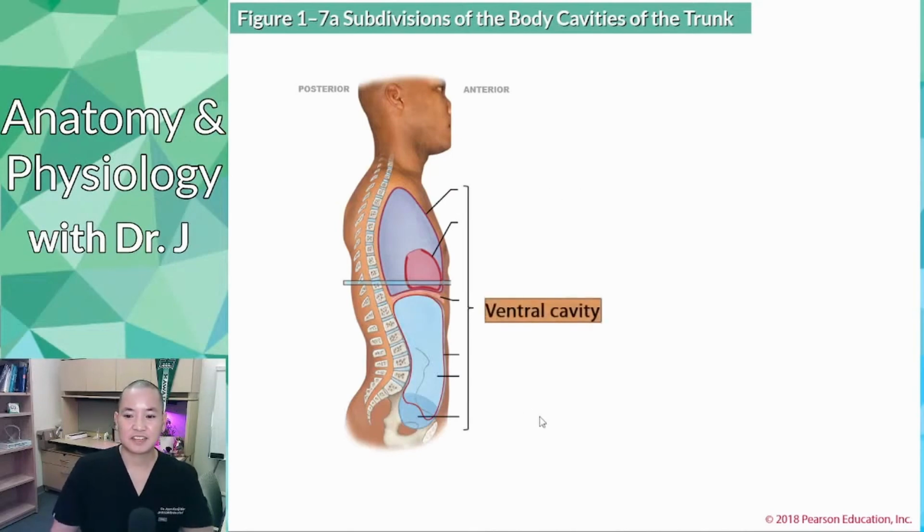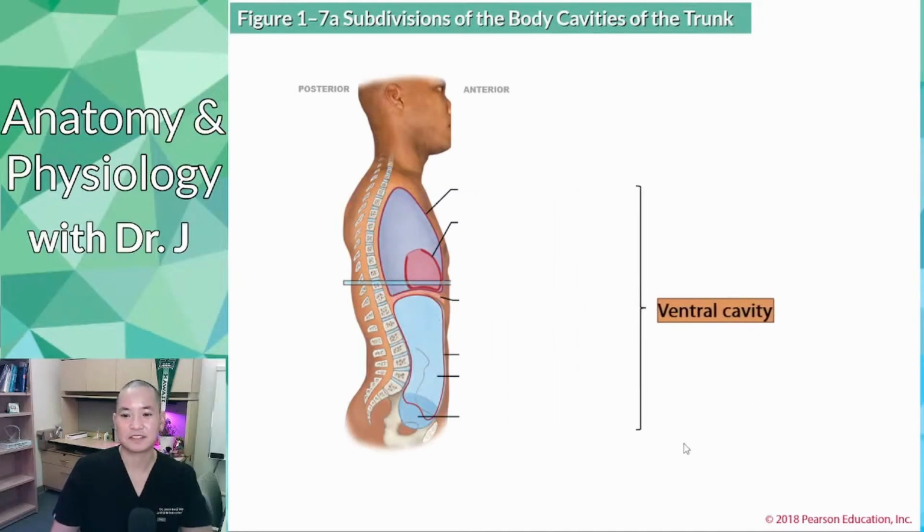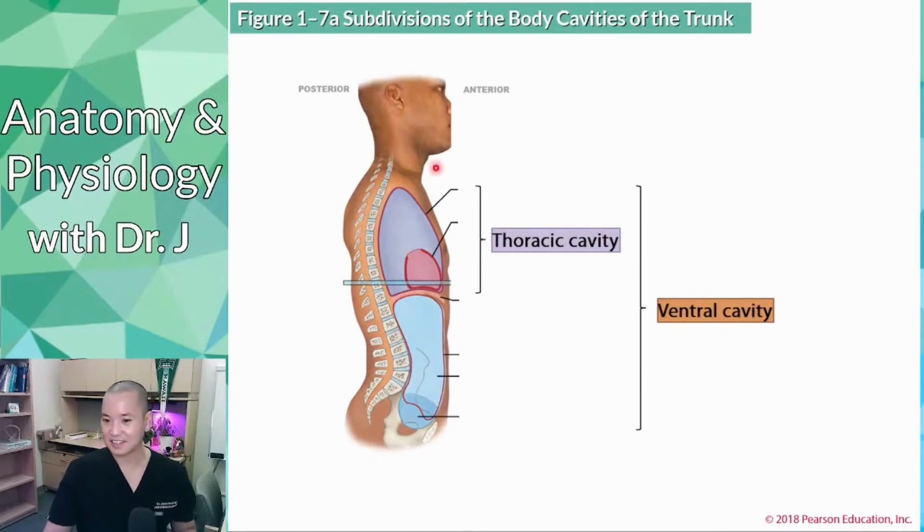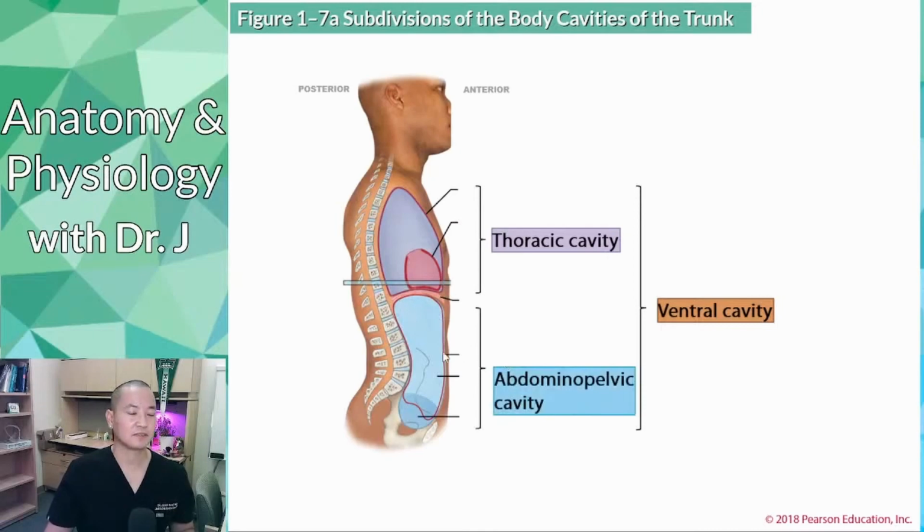So here we have several cavities, and this big one over here is what we call the ventral cavity. And within the ventral cavity, it also contains the thoracic cavity. And hey, remember our thorax and our chest? So again, this is the upper cavity over here. And then there's a sheet of muscle called the diaphragm that separates it from the abdominal pelvic cavity. And this diaphragm, again, it's a sheet of muscle, so it's actually a firm barrier between these two cavities.